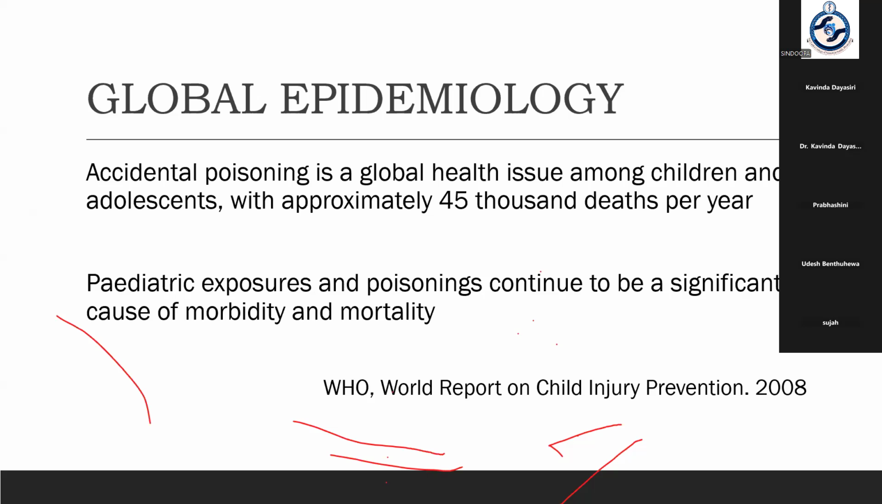And if you look at the global epidemiology, accidental poisoning is a global health issue among children and adolescents. You might not believe it, but it results in approximately 45,000 deaths every year around the world. And even in our country, we see a notable number of deaths when it comes to teenagers committing deliberate self-poisoning, which are also included in pediatric poisonings. Therefore, this problem continues to be a significant cause of morbidity and mortality.